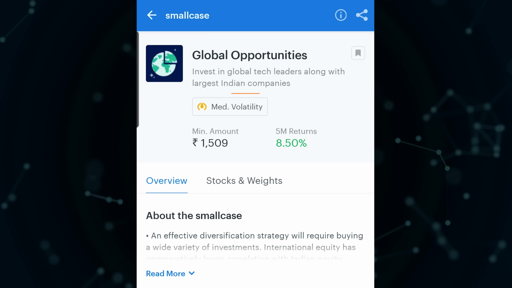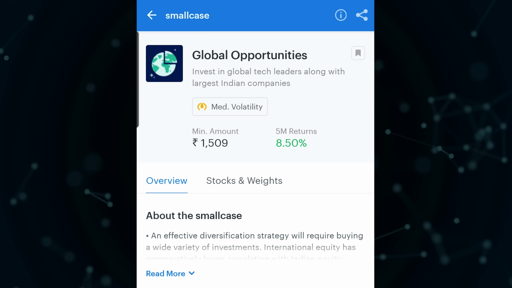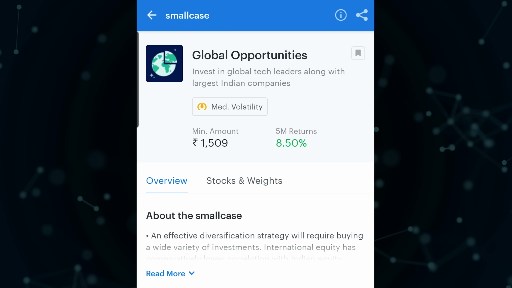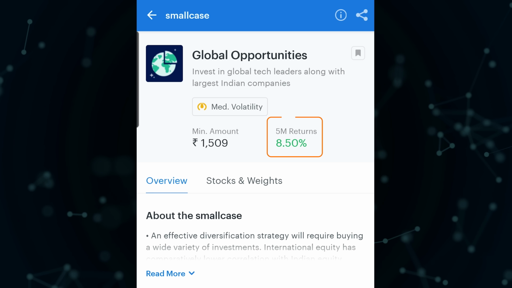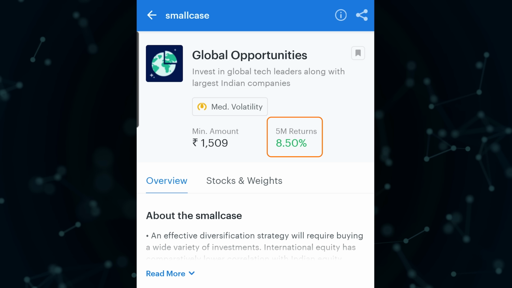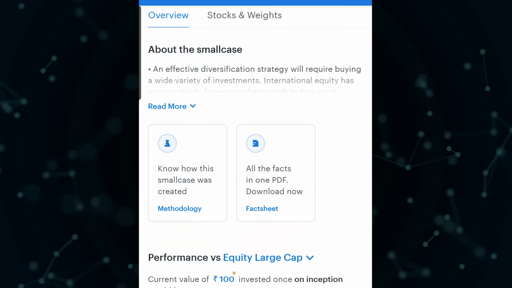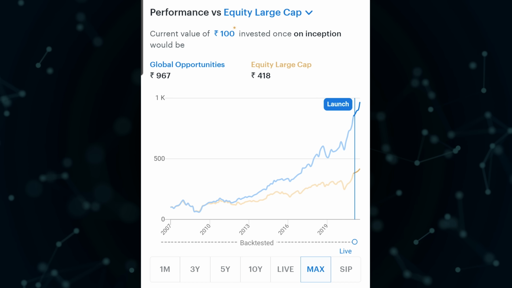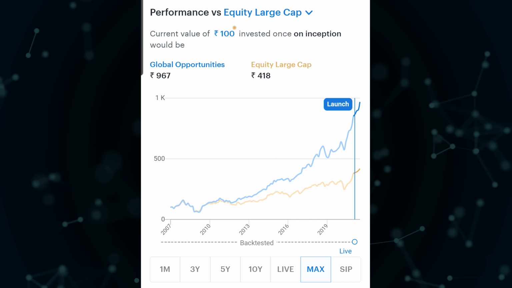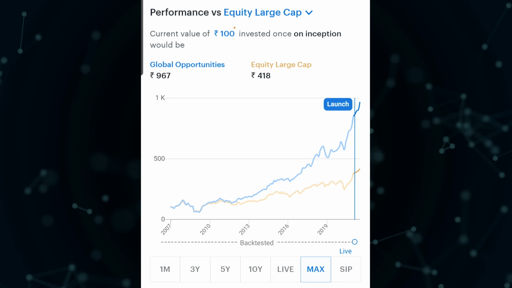Another thing you can see is medium volatility, and this smallcase was launched just 5 months ago. You can see that in 5 months it has given 8.5% return. You can go through this and look at the graph, the Nifty large cap versus this global opportunity.